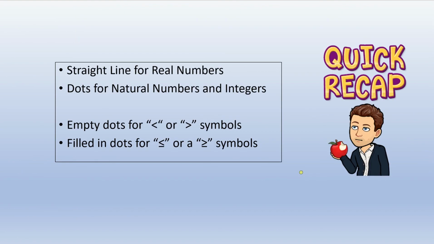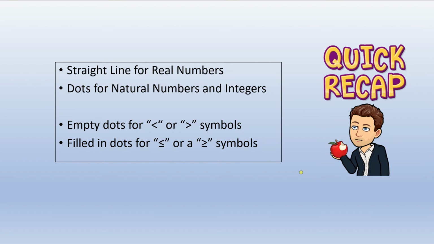So to round all that up, as a quick recap, if you're using real numbers, make sure you're representing that on the number line with a straight line. Make sure you use dots for natural numbers and also integers. I didn't do an example with integers, but of course they are dealing with whole numbers as well, like our natural numbers, so they're represented by dots on the number line as well. Remember that you're using empty dots at the very ends of your expressions or at the ends of your number lines for the greater than or less than symbols, and you're using filled in dots for your greater than or equal to or your less than or equal to symbols.